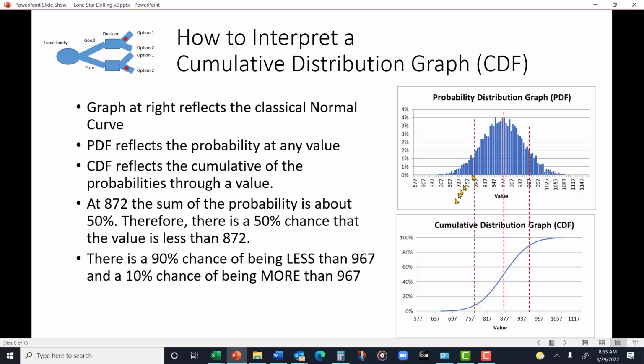If I dropped a line through here, this red line, you can see that it hits the 10%. Well, what that means is that 10% of these bars over here, of all the bars, are below this red line. And 10% are above this red line. But you can't tell that by just looking at this. You can't tell the P10 or the P90.